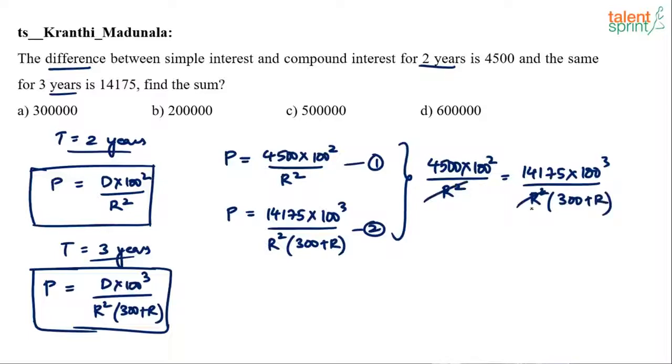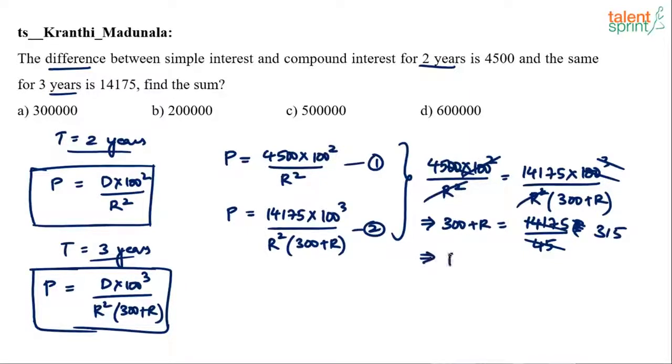Solve. What happened? R square and R square gets cancelled. This 100 squared and cube gets cancelled. So we will have 300 plus R equal to 14,175 into, actually this 100 also gets cancelled, by 45. This is not there. 14,175 by 45. So how much is that? 13,500 is 300 times 45, and then we are left with 675. So 450 plus 225, 15 times. So 315 times. This will be equal to 315.